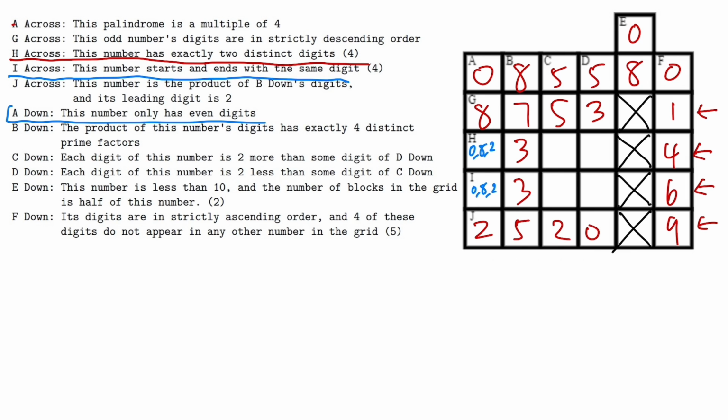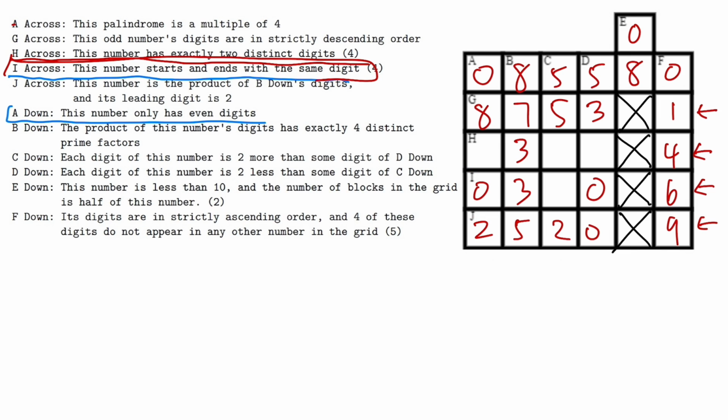And now let's take a look at this box right here. Which one does this have to be? I will tell you, it must be equal to 0. Why? Let me actually write this down right here first. This right here has to be 0 so that for I across, this digit will be the same, because it says so right here. It starts and ends with the same number.